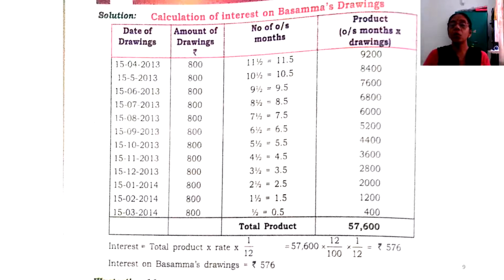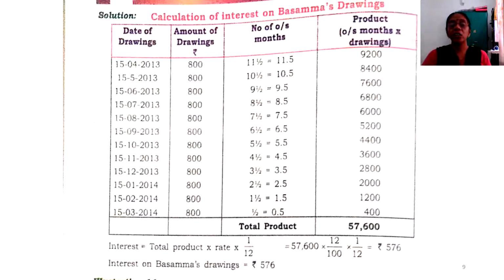See, the table is no different. We have again 4 columns which is similar to that of our previous examples. Date of drawings, amount of drawings, number of months and product. We are going to retain the table as it is in our solution part. Now, what does the question specify to us? That Basamma is going to withdraw 800 rupees in the middle of every month.